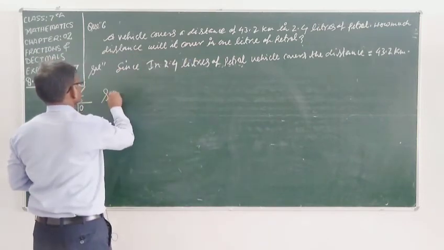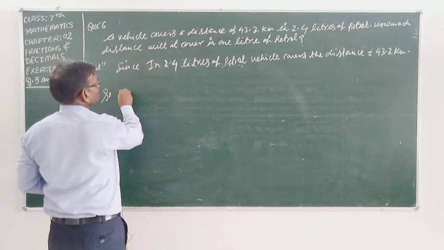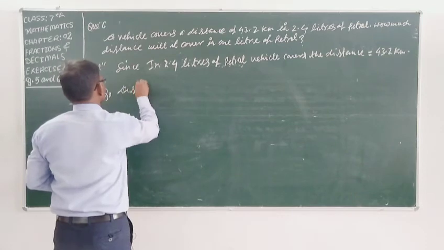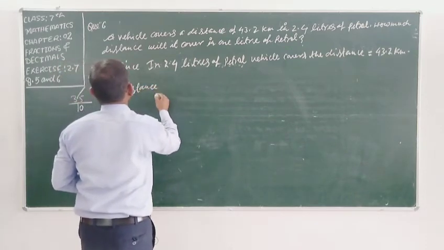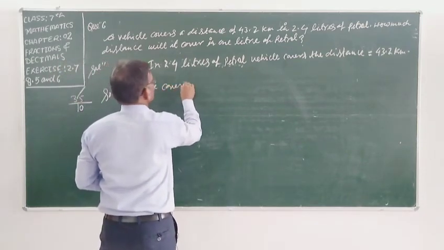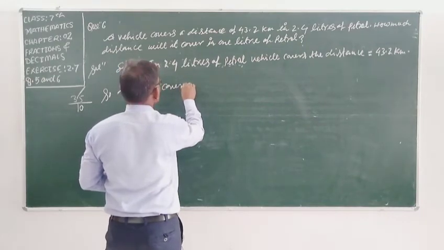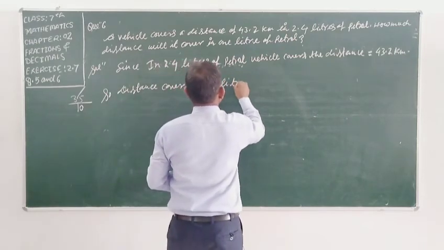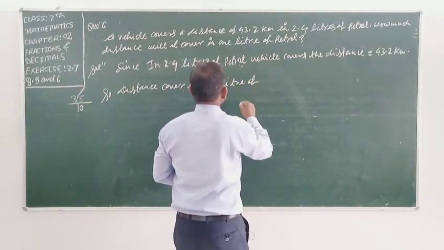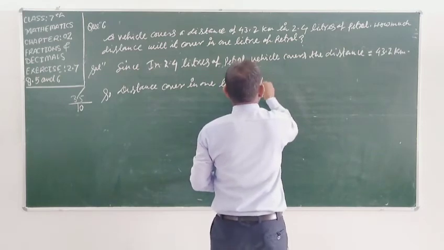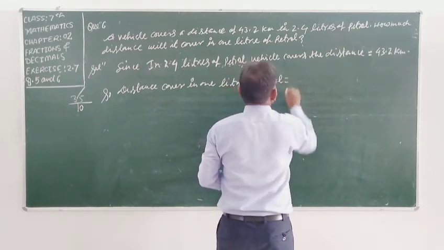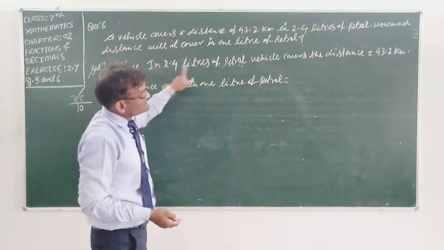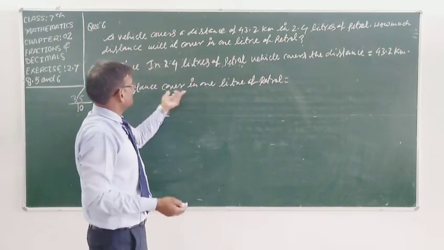So distance covered in 1 liter of petrol is equal to 43.2 divided by 2.4. Value of more is given. We require the value of less.